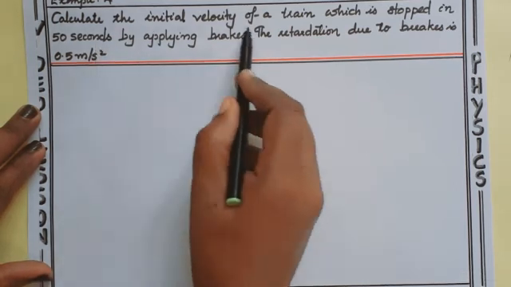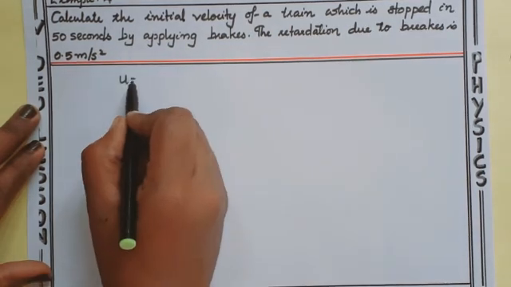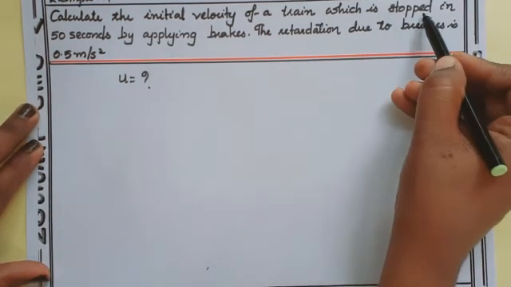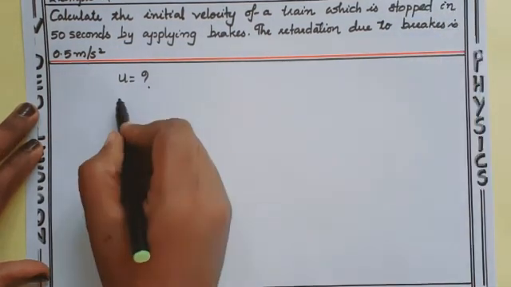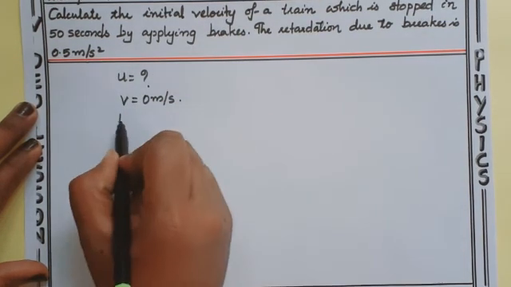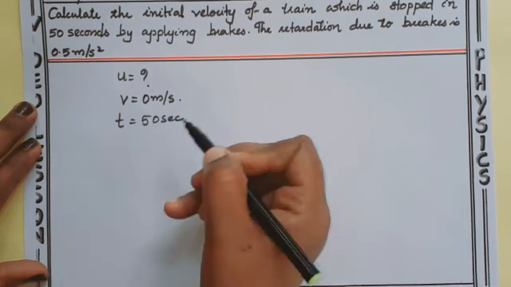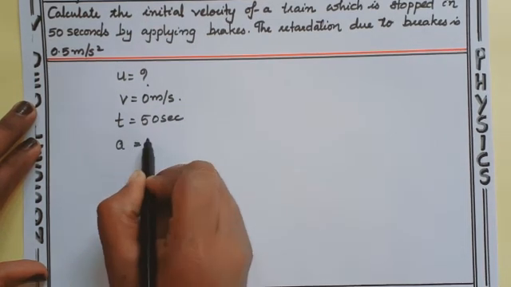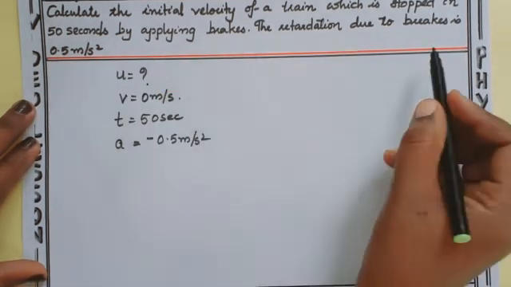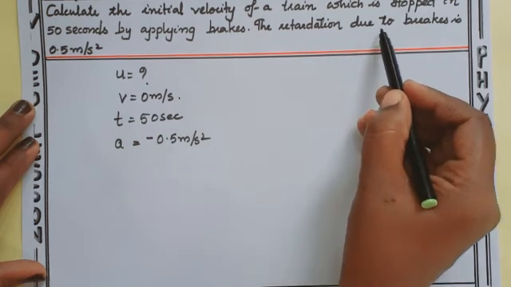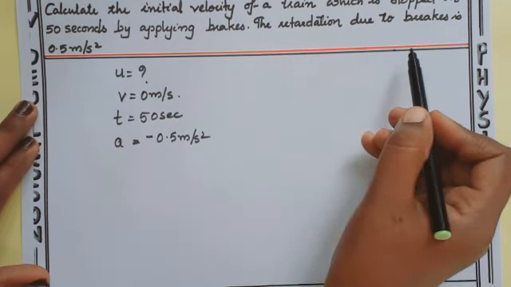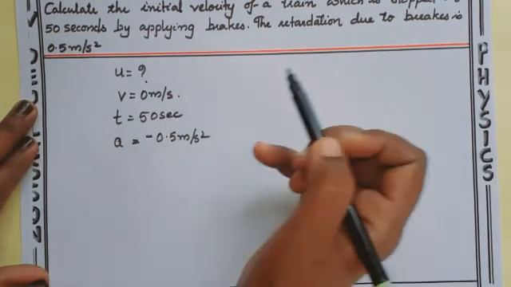Calculate the initial velocity of the train. Initial velocity we want to find out, which is stopped in 50 seconds. Stopped means brought to rest, so final velocity is 0, and time t is equal to 50 seconds. Acceleration is minus 0.5 meter per second square. Why? Because it is retarding, or negative acceleration. When we apply brakes in a vehicle, it is retarding, so we have to put a minus symbol there.